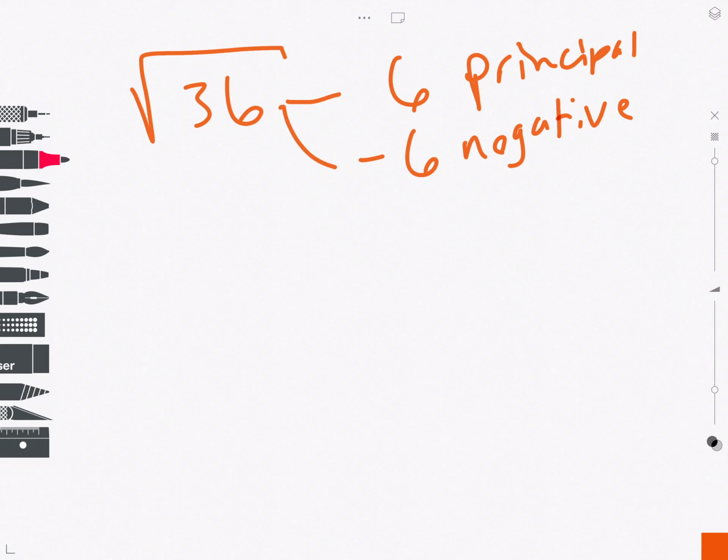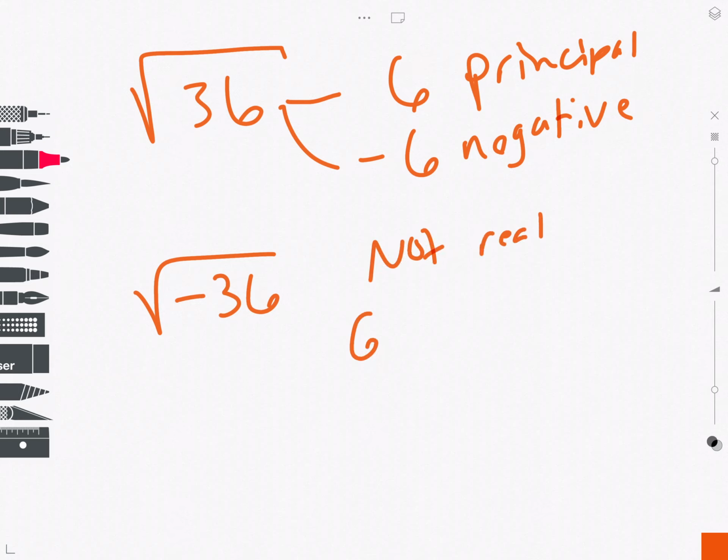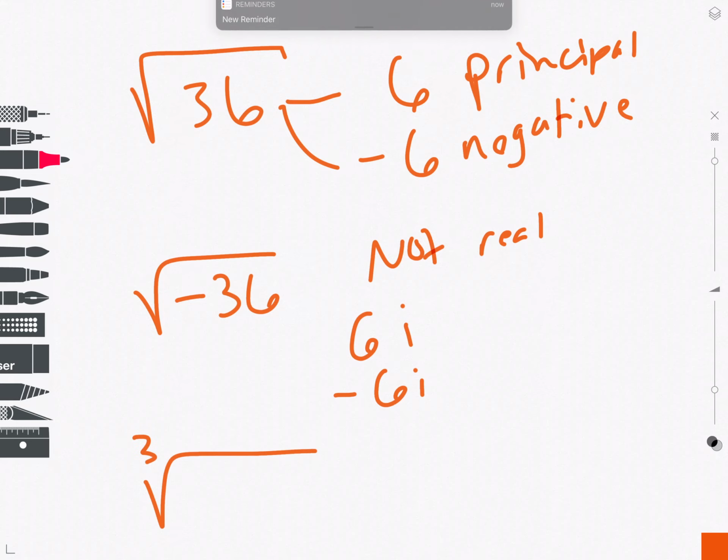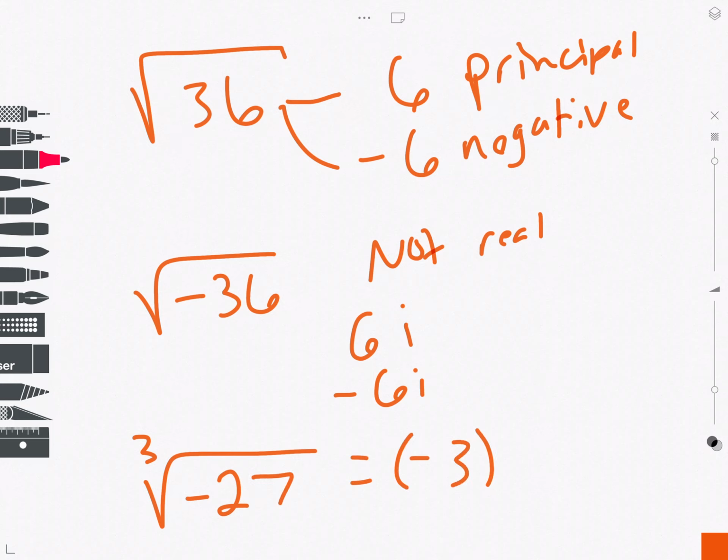I made a whole video about this last week. You can check that out a little bit more. This is just supposed to be a quick recap. A reminder that the square root of -36, though, would not be real. Its principal square root would be 6i, and its negative square root would be -6i. That is not true for cubes, though. For a cube, you can take a negative, because -3 cubed would be a -27. And those ones only have one root, if it has an odd index up there.